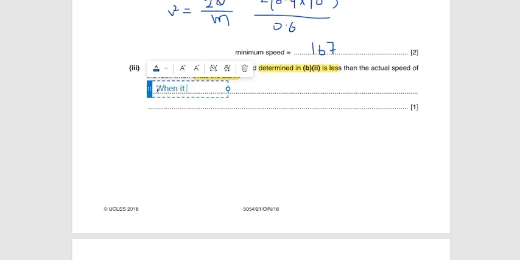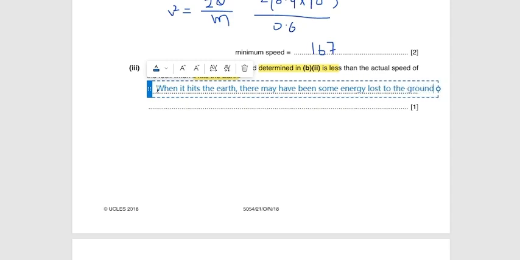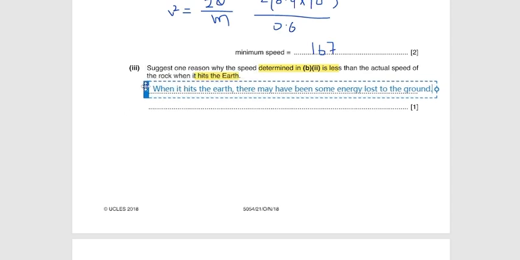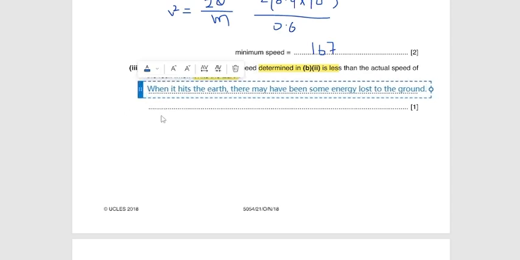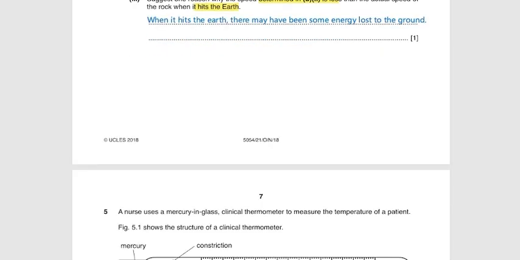So I can say when it hits the earth, there may have been some energy lost to the ground, to the earth. That's simply it. Whenever there's a decrease, there's usually a decrease in the energy. So you can just say there was some energy lost to the ground when it hits the earth. And this is it for the third part and for question number 4.